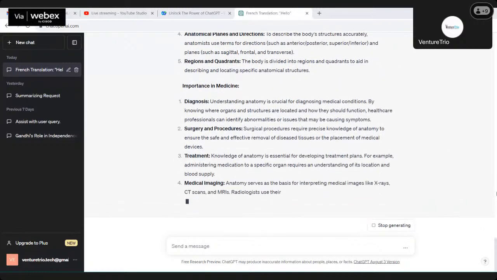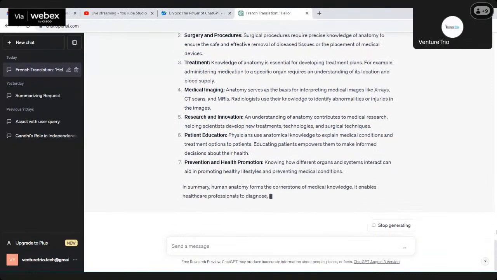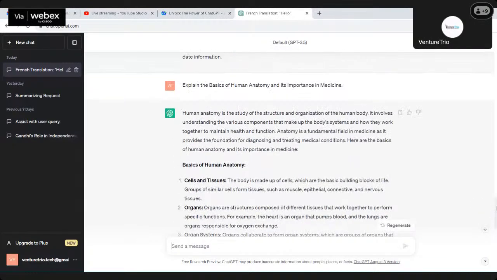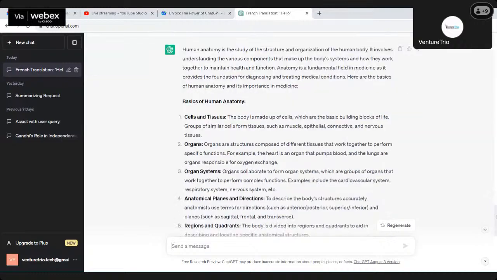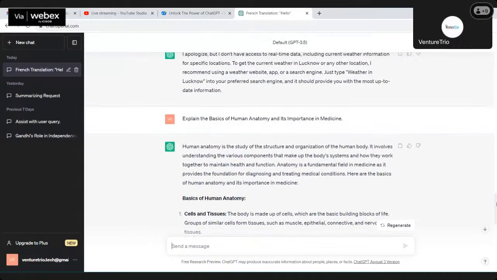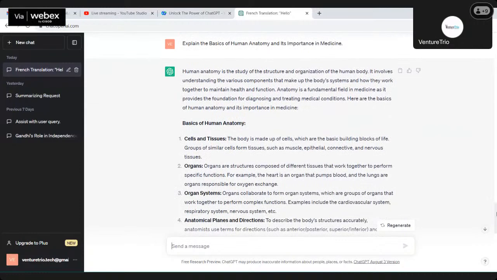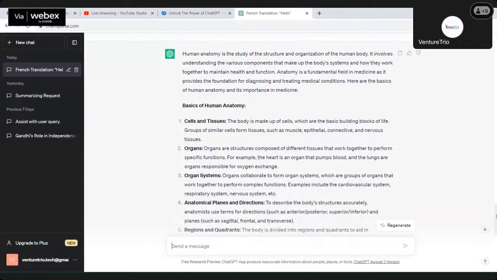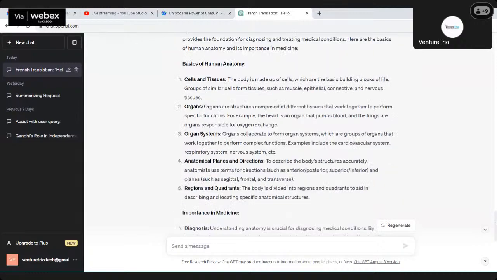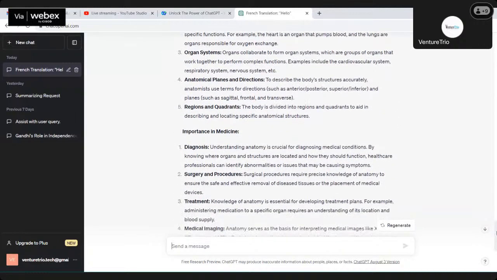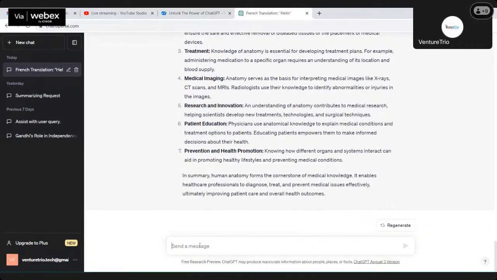Let's see. It will provide the desired content about human anatomy. Let's see how amazing the content it provided us. If we need this type of content, we have to search on Google and spend at least 1 hour to collect specific information like this. Am I right? Here you can see the basics of human anatomy, cells, organs, organ systems, importance in medicine, right?